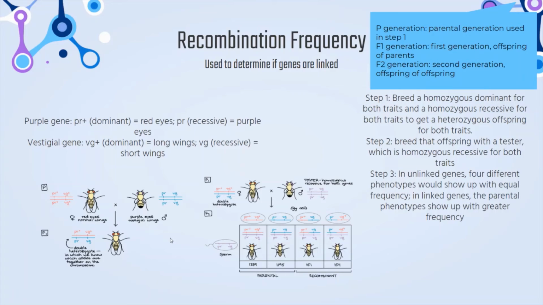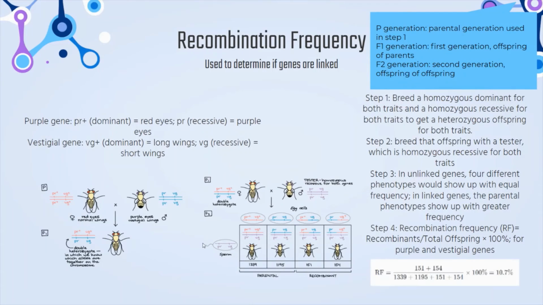If the genes are unlinked, the 4 different phenotypes will show up with equal frequency. However, if the genes are linked, the parental phenotypes will show up with greater frequency. And finally, to find the recombination frequency, we will do the recombinants divided by the total offspring times 100%. And in this case, our recombination frequency will be 10.7%. This means that the genes are likely to be linked.